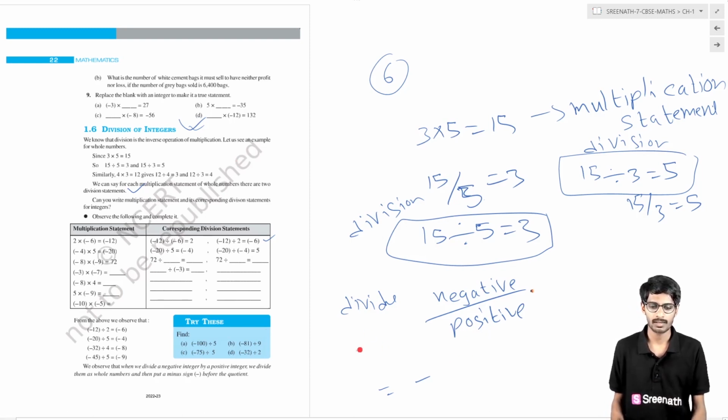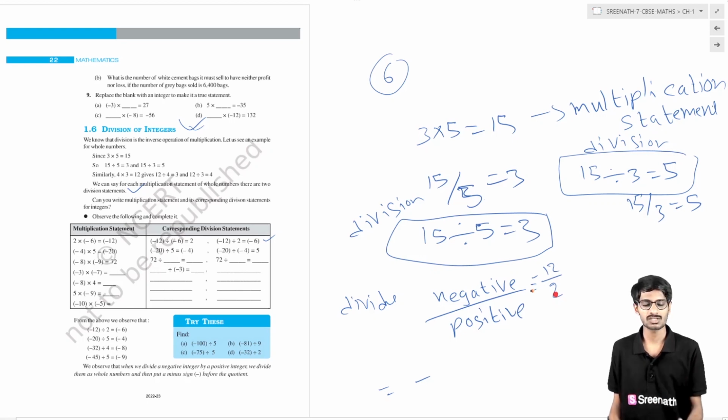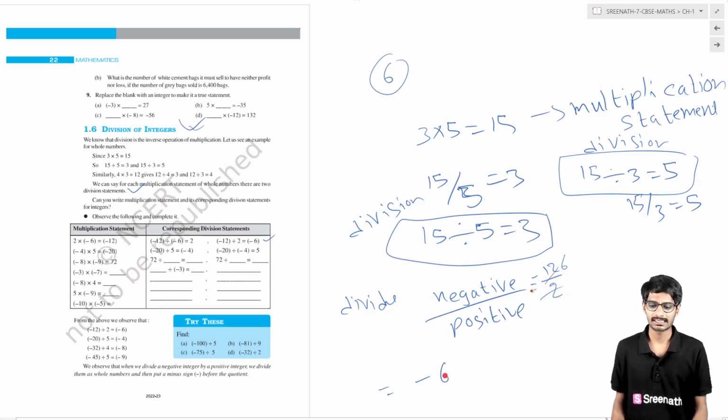Suppose for example we have to divide minus 12 by 2. Here there is a negative integer, here is a positive integer. We put the negative sign first, and next we take these two as whole numbers and divide them. Treating them as whole numbers, 12 by 2, we get 6. So the answer is 6, and we write it after the minus sign. So in division, when you divide a negative integer with a positive integer, we get a negative sign.